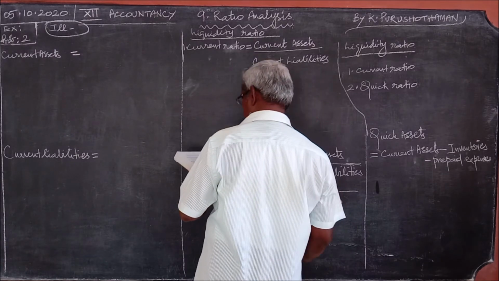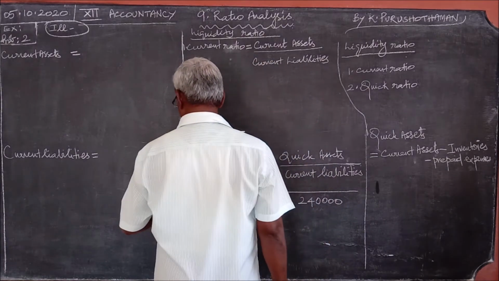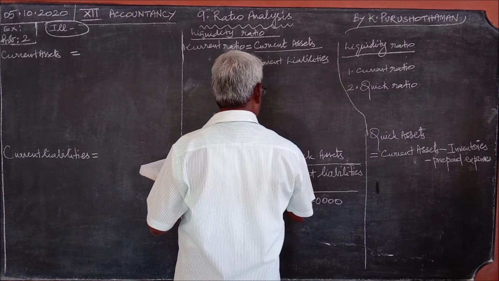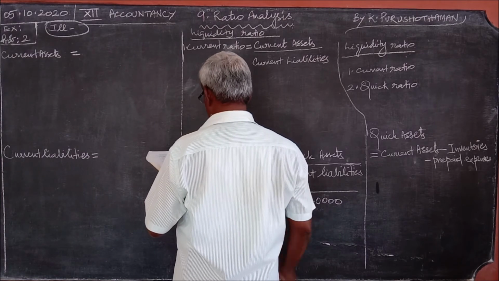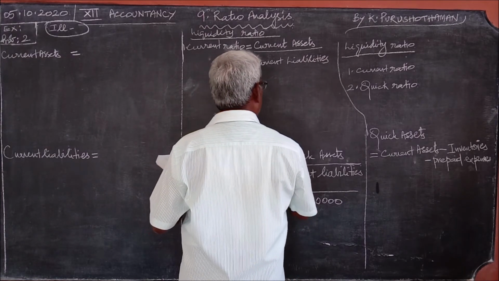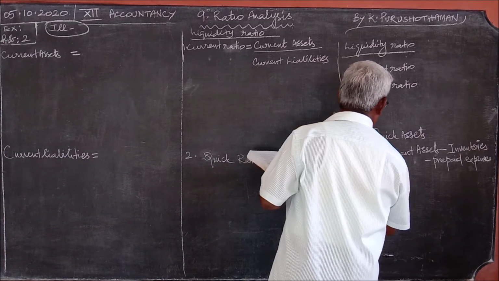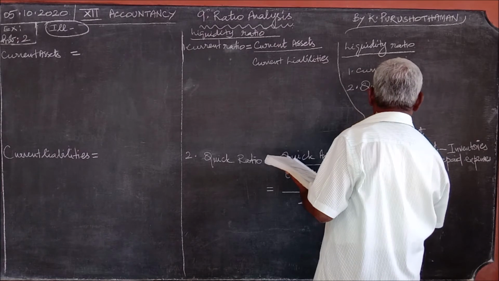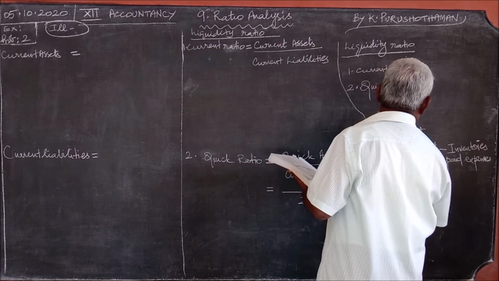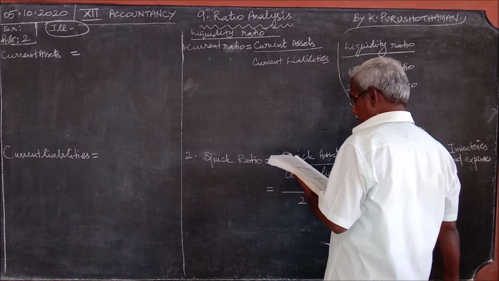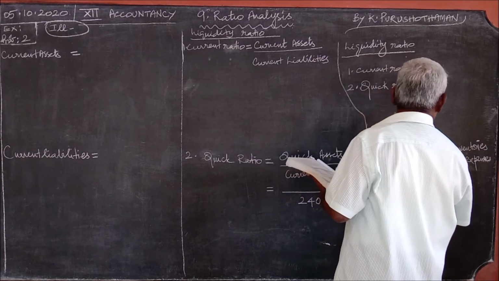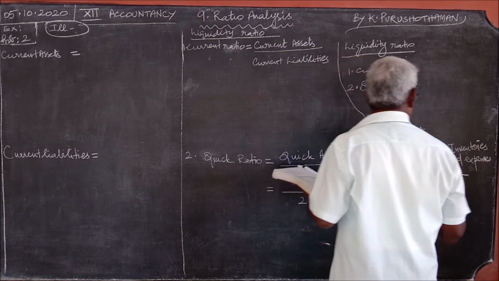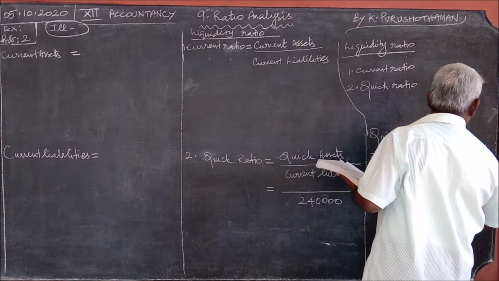The question in this is only calculate quick ratio. For this current liability is in ready hand, and now we will have to find the quick assets. From the current assets, what is the amount of current assets? 4,50,000. What are the items you should minus? Inventories you should minus 70,000. And the prepaid expenses 20,000 you should minus.